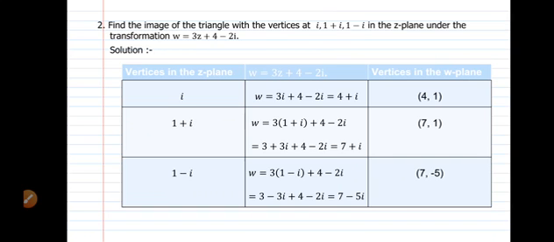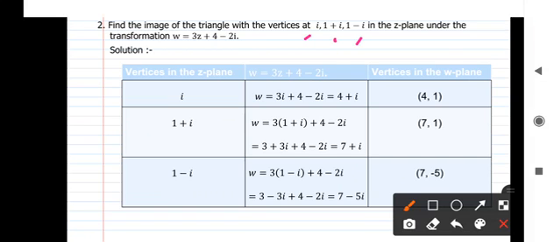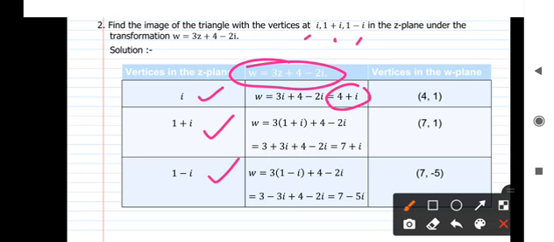Here vertices in the Z plane are given in the first column. So these are the 3 vertices written in the first column. Under this transformation you have to find their images. So just put Z equal to i, Z equal to 1 plus i and Z equal to 1 minus i to get their images under this transformation. You will get 4 plus i, 7 plus i and 7 minus 5i. So the vertices will be (4, 1), (7, 1) and (7, minus 5) in the W plane.